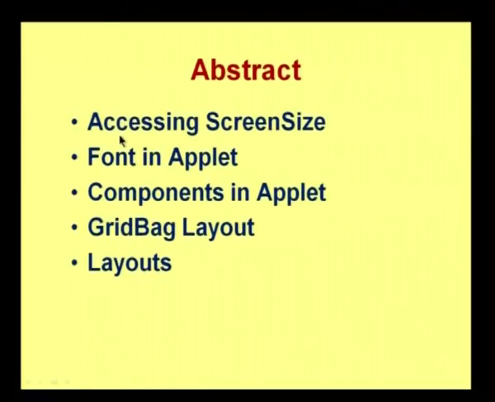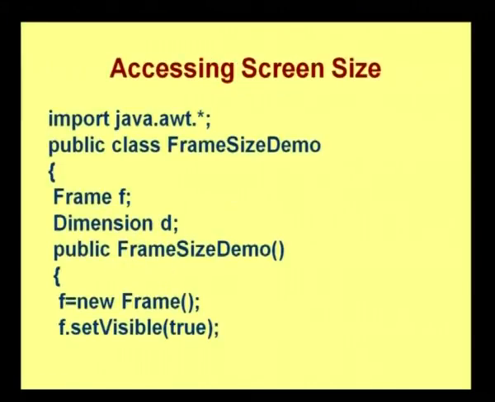how GUI components are used in the development of Java, how to make those components listen to various events, and how, whenever we develop an application, to handle all these components, how to place, organize and use them effectively. First we will look into how to access the screen size. Next we are going to see how to use fonts in applets, then how to add components in an applet, and then about grid bag layout and how to organize components using various layouts. So first we will move into accessing the screen size.